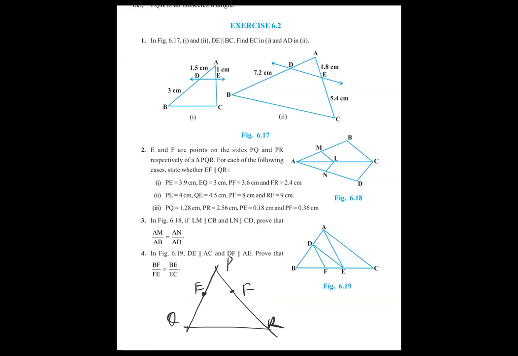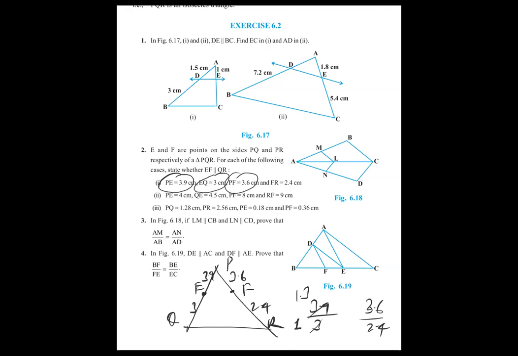And you can check what is given in the question. What is given? P E given 3.9, EQ given 3, PF is given 3.6, and FR is given 2.4. Just check this ratio, whether it is the same or not.